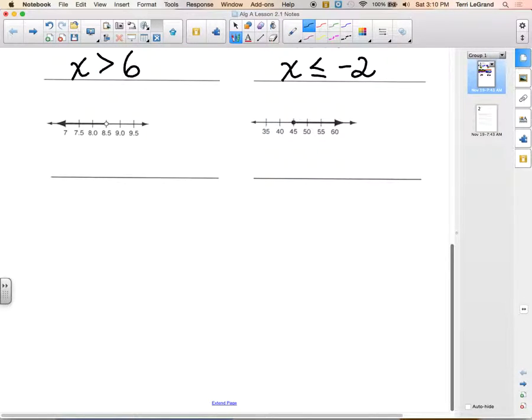Okay, once you try those last two on your own, then you can look up here to see if you and I agree.